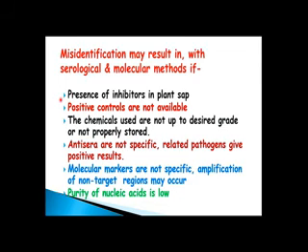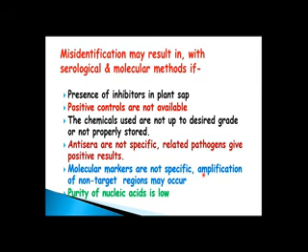Misidentification can occur due to the presence of inhibitors in plant sap, or if positive controls are not available. It can also occur if chemicals are not of the desired grade or not properly stored, or if the antisera are not specific in ELISA, in which case related pathogens give positive results. In molecular tests, if the molecular markers are not specific, amplification of non-target regions may occur, and if the purity of nucleic acids is low, that will also give misidentification.